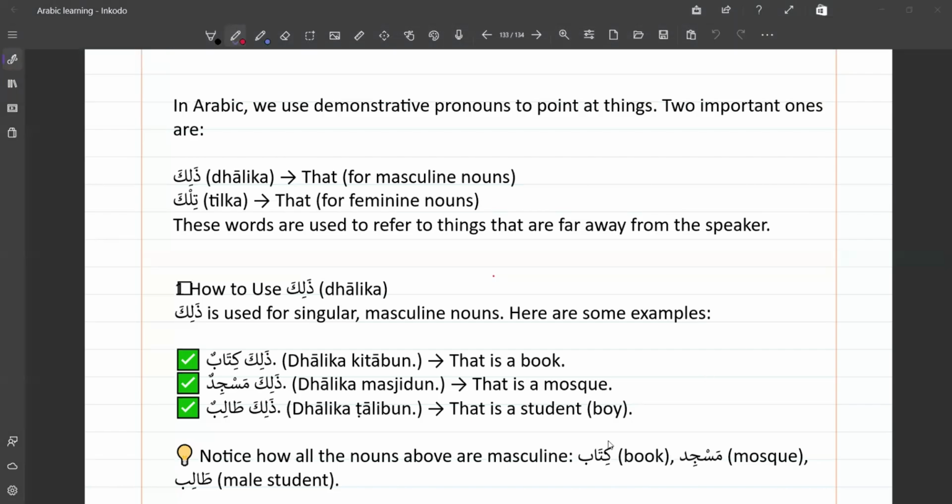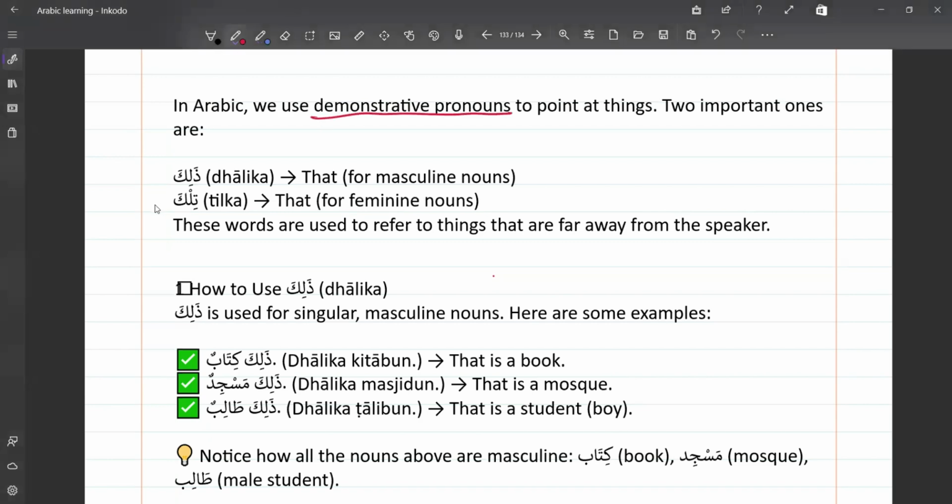Hi. So today in Arabic course, we'll study how to use the two pronouns that we use to demonstrate something, to show something, right? Those two words are called demonstrative pronouns.